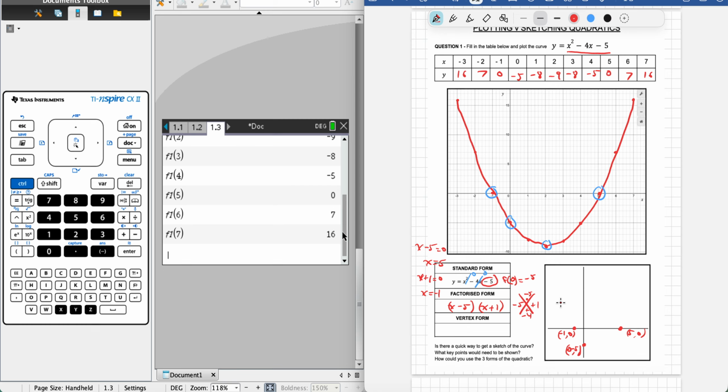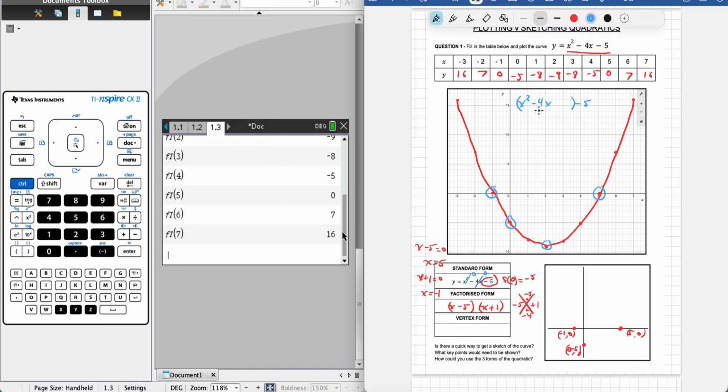Okay, so the only thing that's left is going to be this minimum point in this case, or in other words, our vertex, and we can do this by finding the vertex form. So what we need to do here is go ahead and complete the square of our x squared minus 4x minus 5. So first thing we do when we complete the square is I'm going to move this negative 5 way over here because I don't need that just yet.